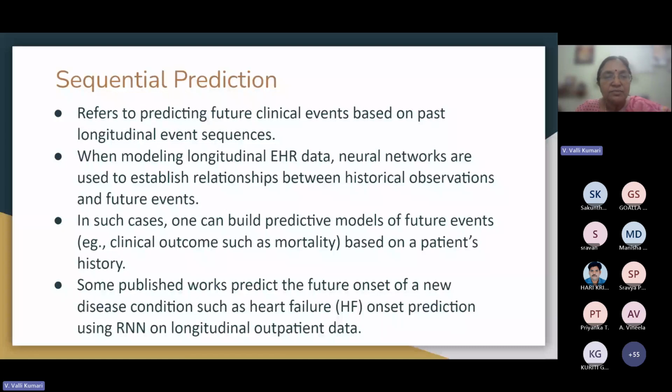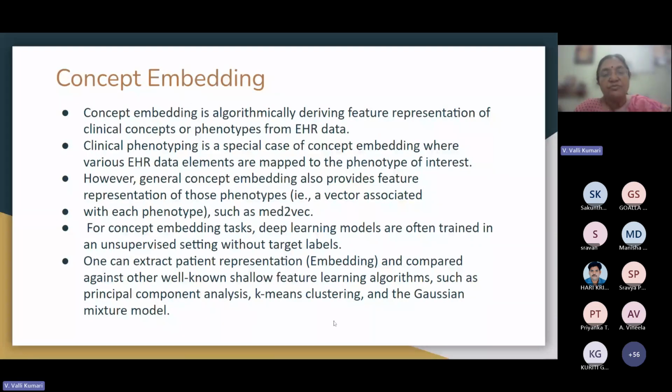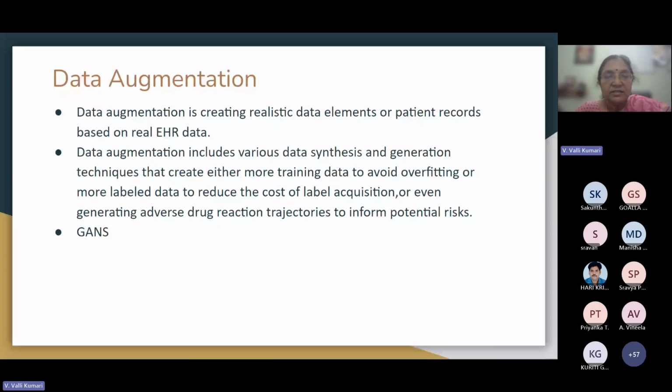Okay, that is sequential prediction. So now, how about representations of this information? There are concept embeddings, like what you have already been taught in the DWDM course. Concept embedding is algorithmically deriving feature representations of clinical concepts, or phenotypes as they are called, from EHR data. Let us look at a few of these embeddings in the later slides.